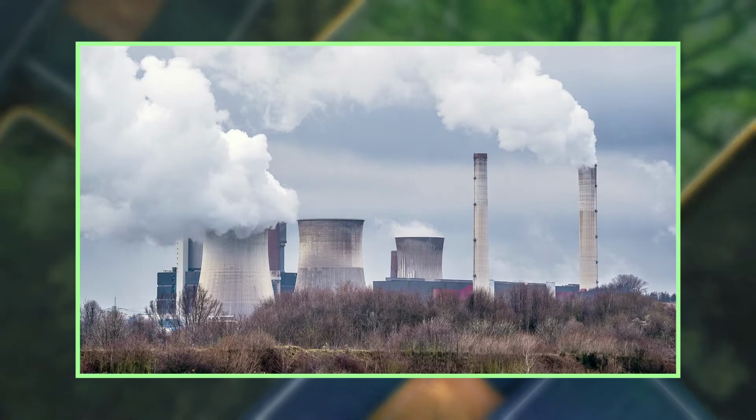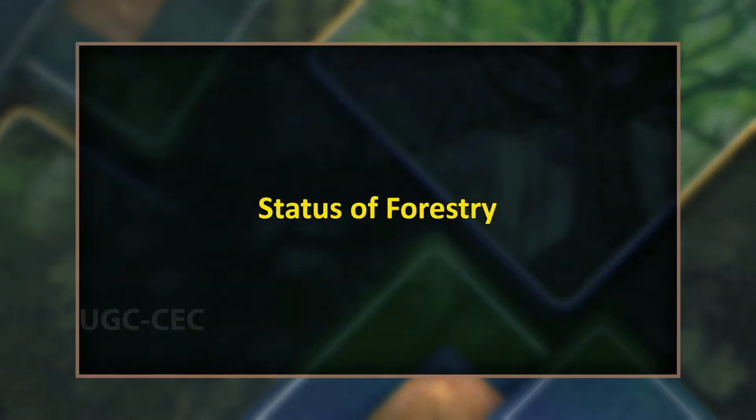The positive influence of the forests on the ecological parameters has always been of extreme relevance, which is being realized more now than before, particularly due to the damage to the ecological systems caused by factors like indiscriminate industrial and urban expansion in the recent past. Now we'll look at the status of forestry.